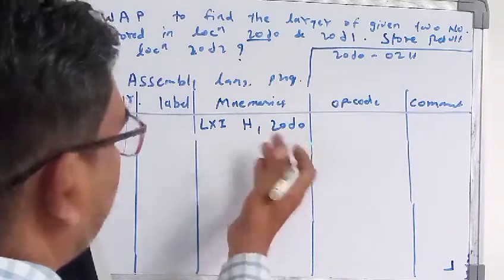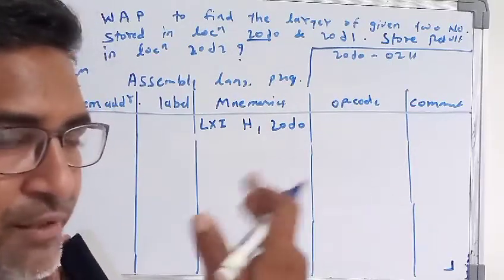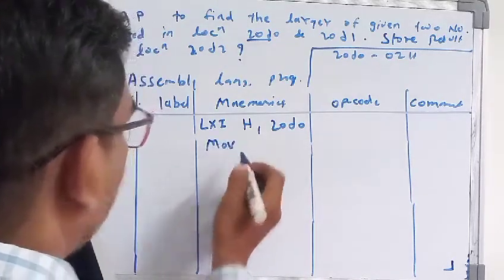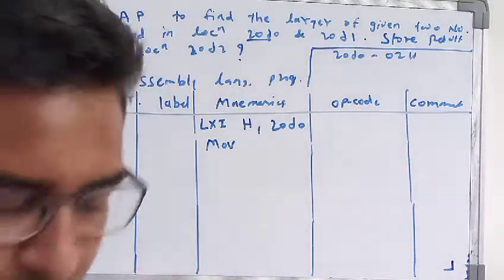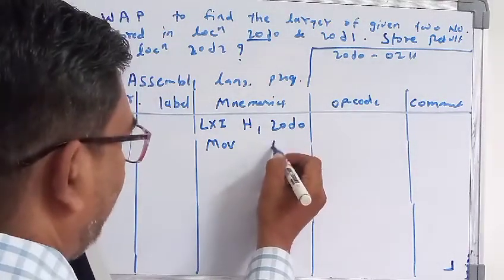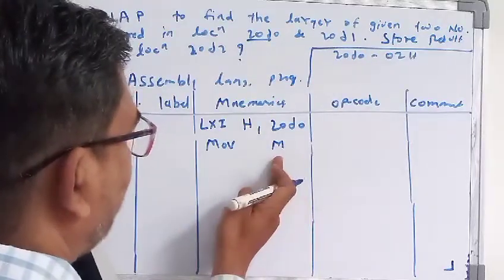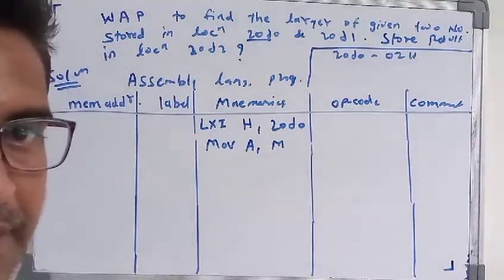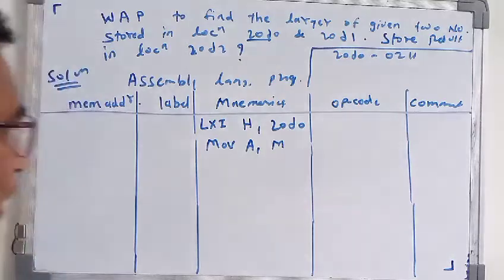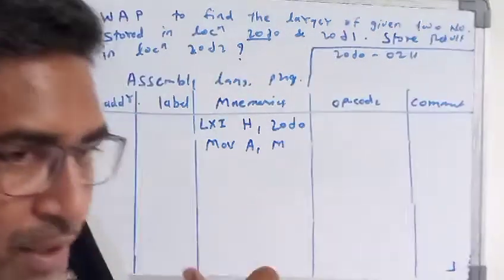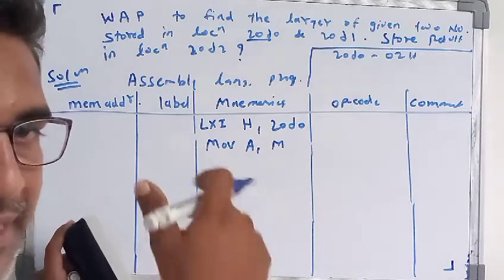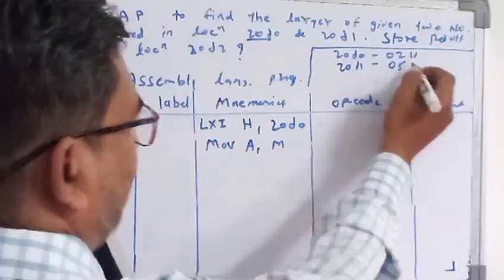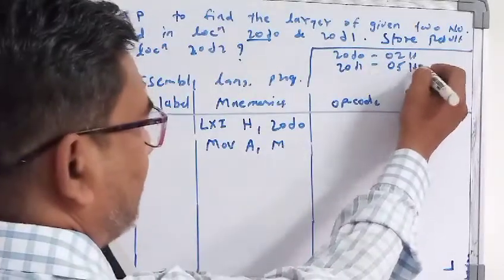Then you have to move that number to a register, so the instruction is MOV. Directly we move the value from memory, which is 02, to the A register. Now in the accumulator the number 02 has come. After this, you have to increment the memory so that the second address 20D1 is initialized, and it will check what number is present in the next address.